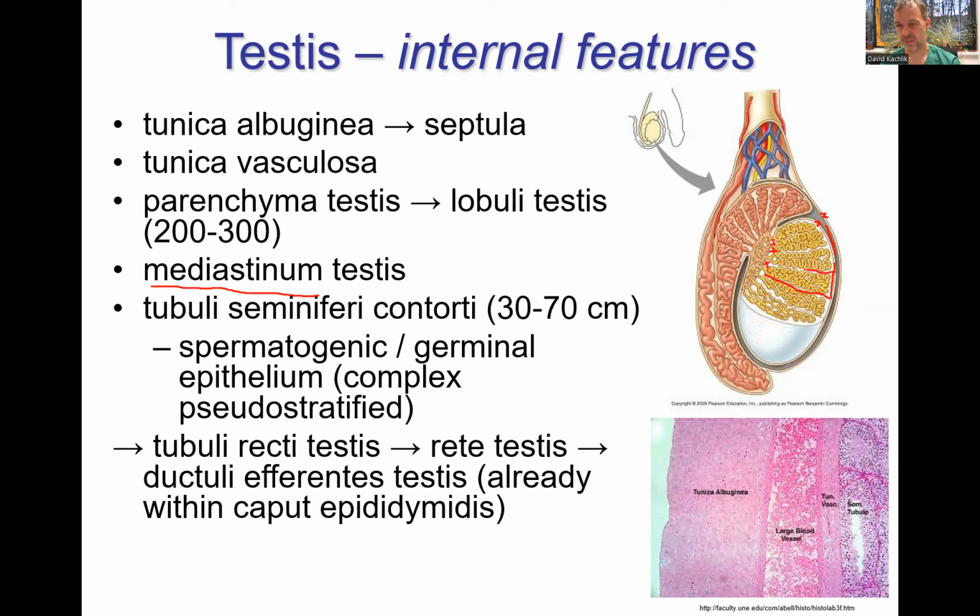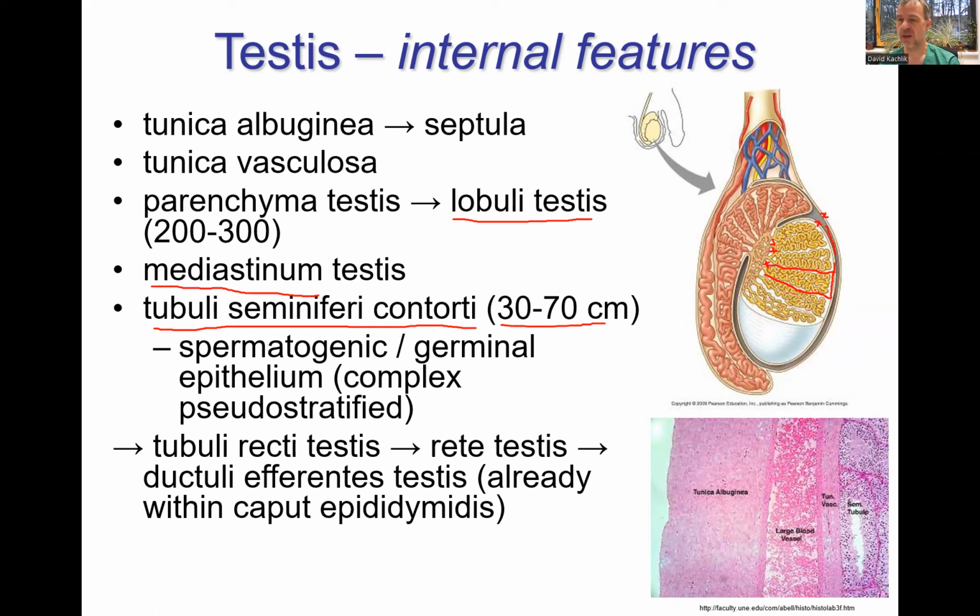Each septulum then forms a lobulus, and there are 200 to 300 lobuli, and then contain 1 to 4 contoured seminiferous tubules, which are quite long. And when you measure all the contorto seminiferous tubuli in one testicle, then the total length is half a kilometer.